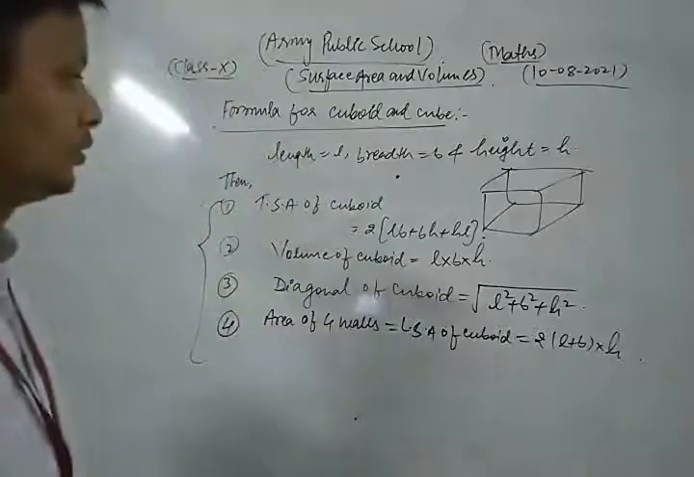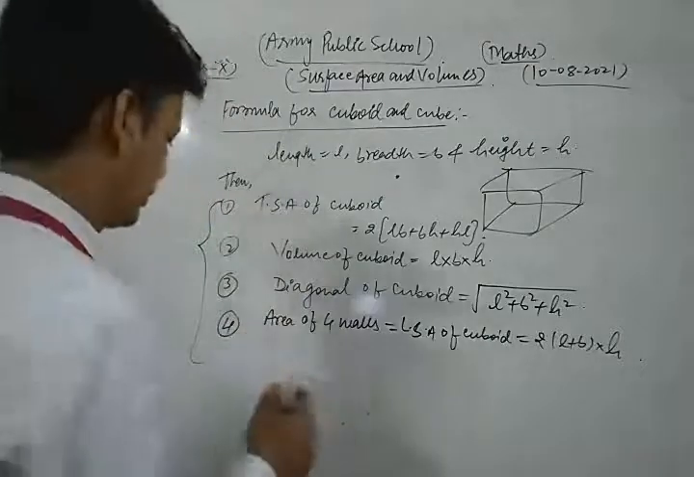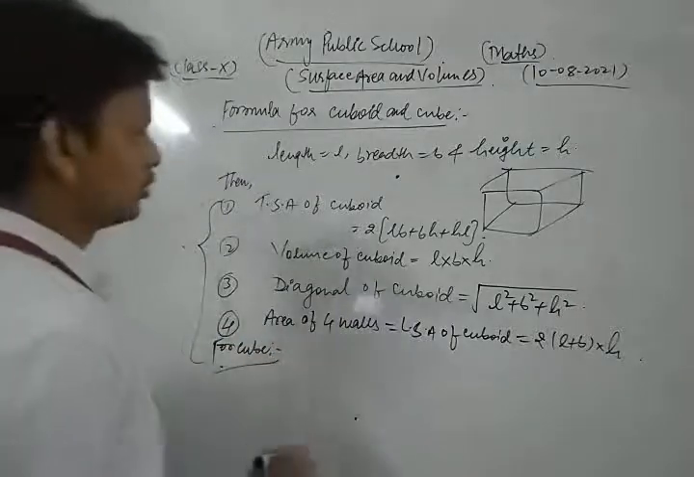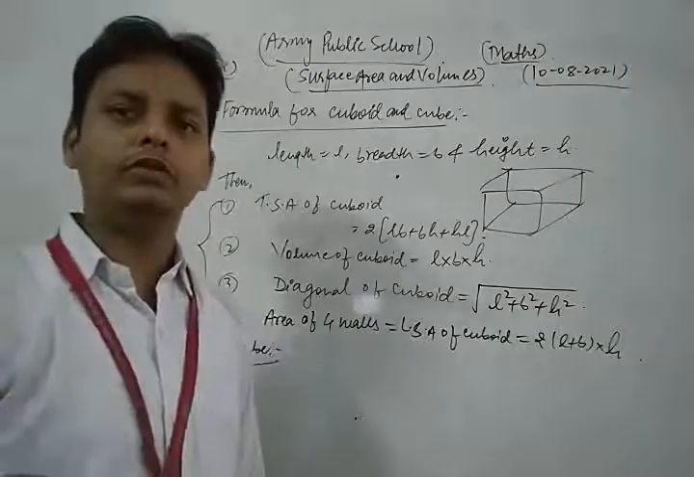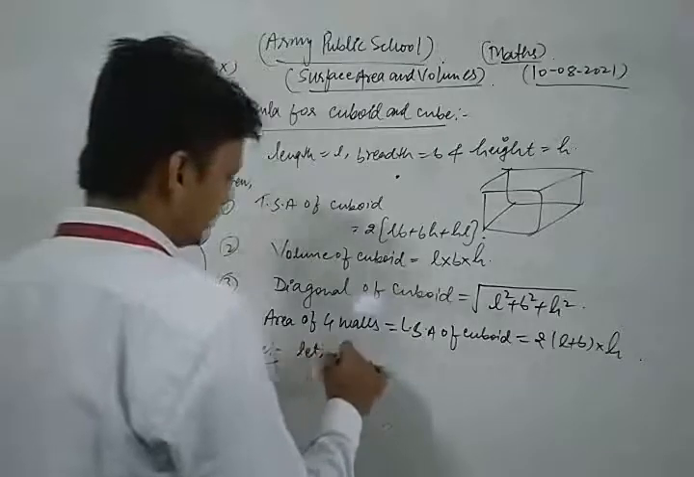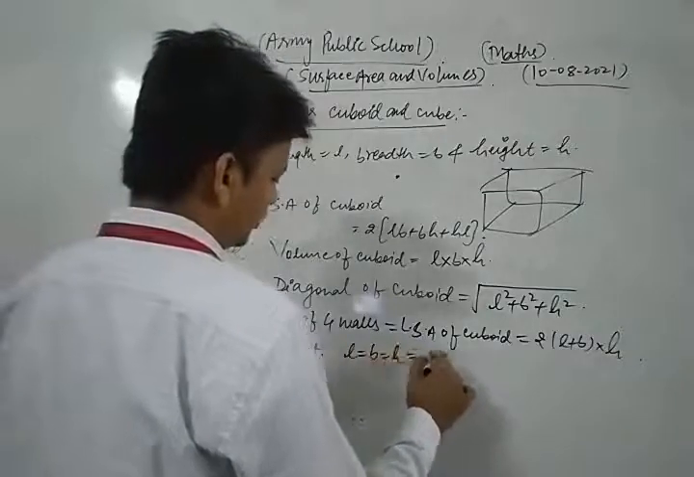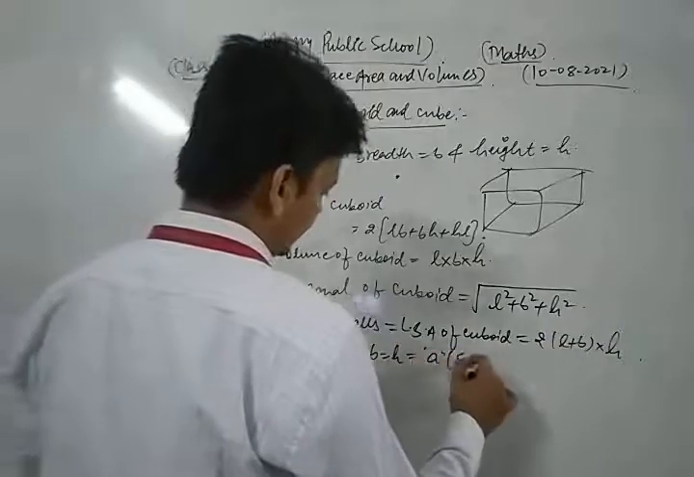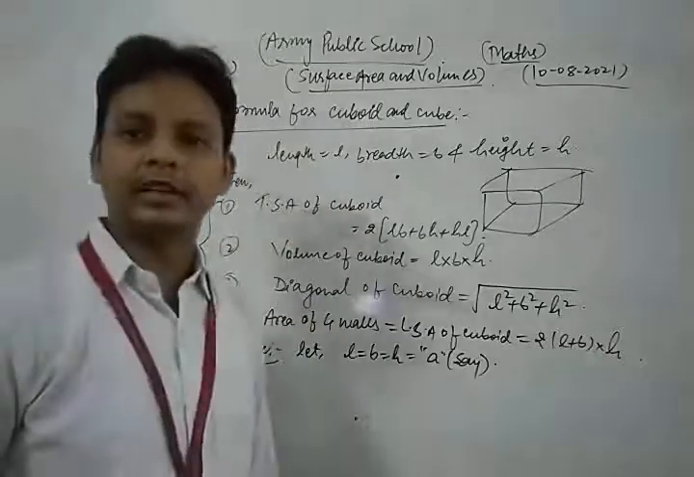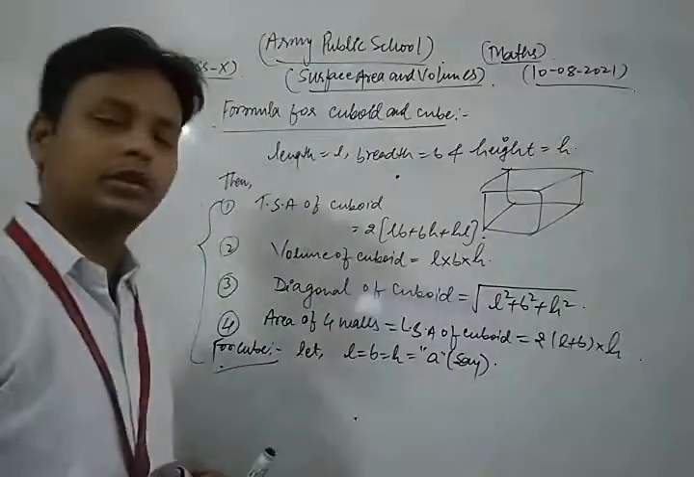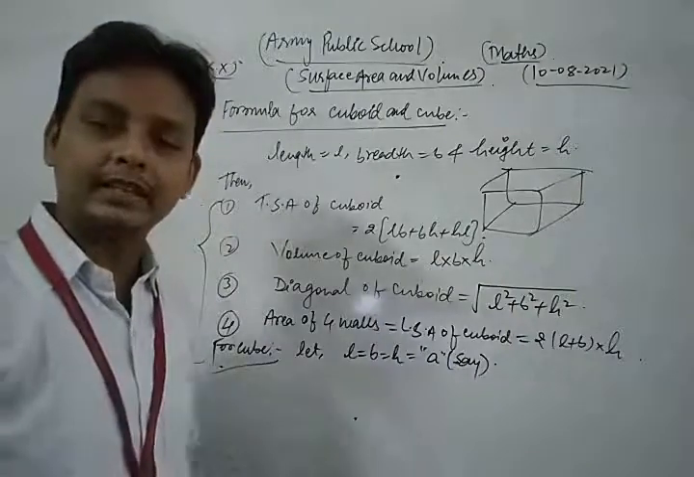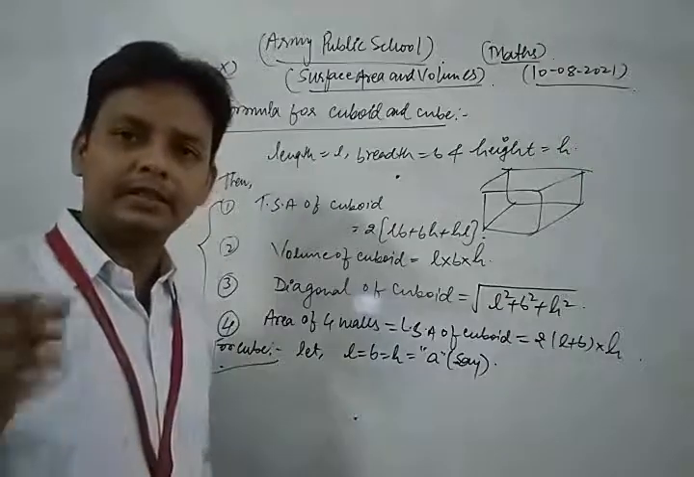Now similarly we discuss the formula for cube. Dear friends, cube is a special type of cuboid in which its length, breadth and height are all equal to each other. Let the length, breadth and height each be equal to A. Then we put L as A, B as A and H as A. It means in a cube all of its length, breadth and height are equal to each other.